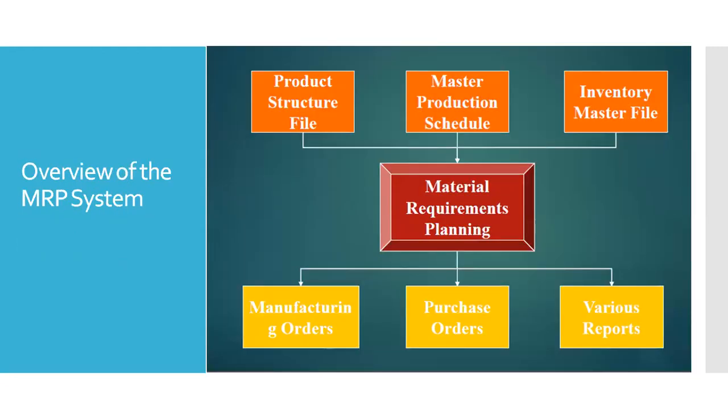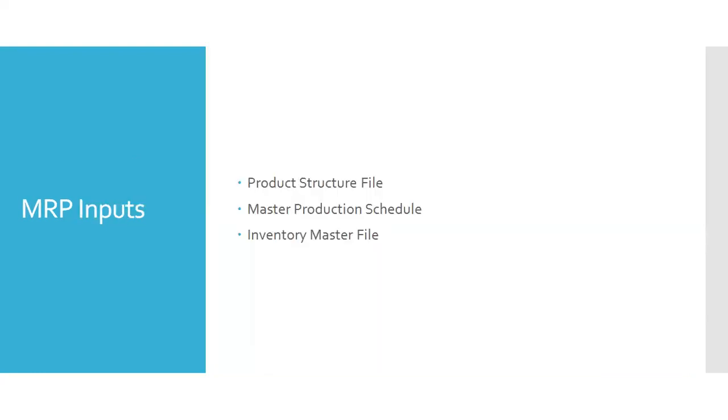This is an overview of the MRP system. It includes the product structure file, master production schedule, inventory master file, and the master MRP, which produces manufacturing orders, purchase orders, and various reports. Now, what are the inputs in MRP? That is the product structure file, master production schedule, and inventory master file.